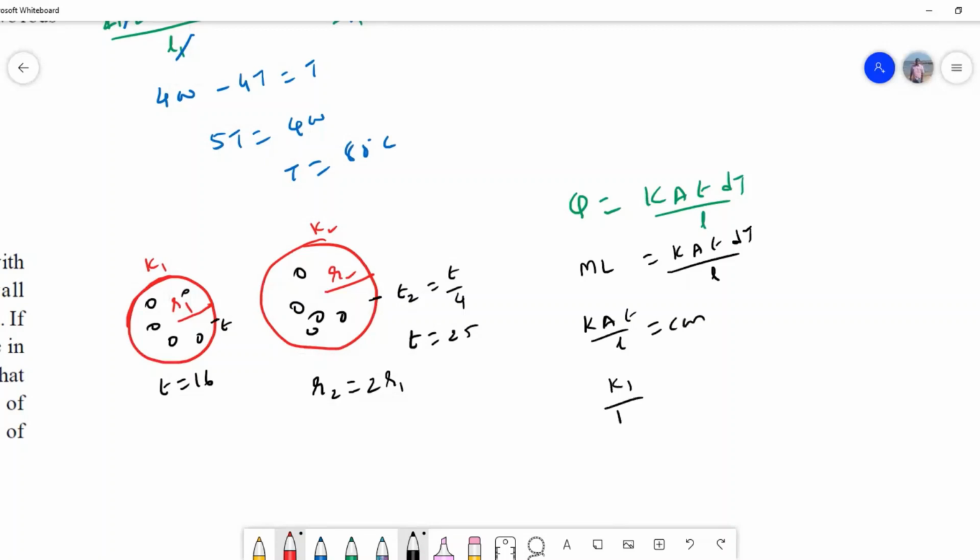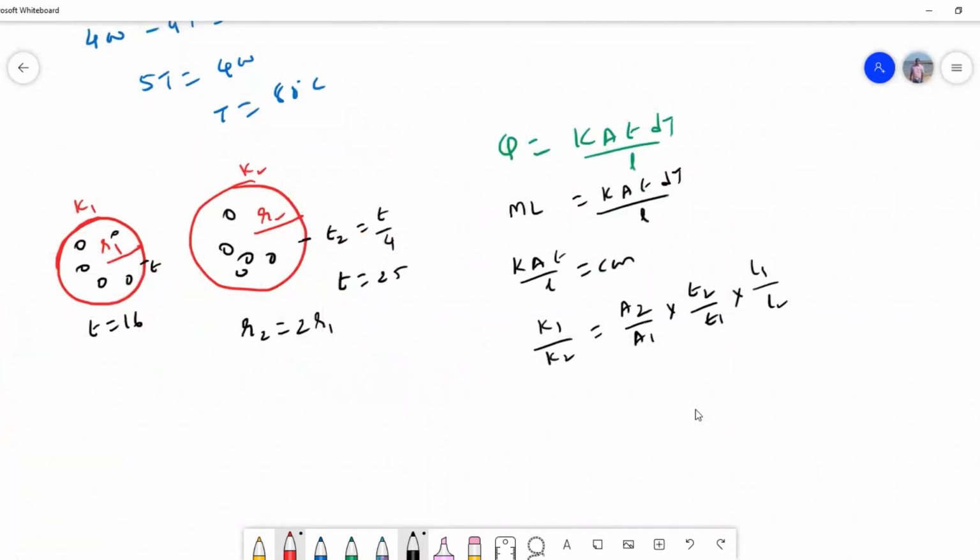So I can write K1 upon K2 is equal to A2 upon A1 into T2 upon T1 into L1 upon L2. So let's write down the values of these things. K1 A1 T1 by L1 is equal to K2 A2 T2 by L2. So I want to find out this.